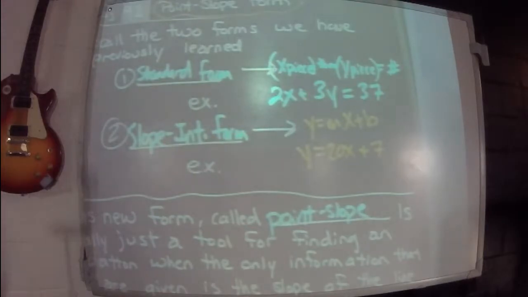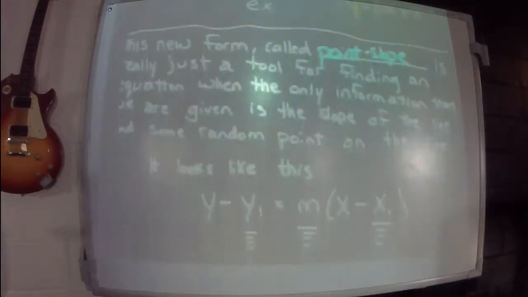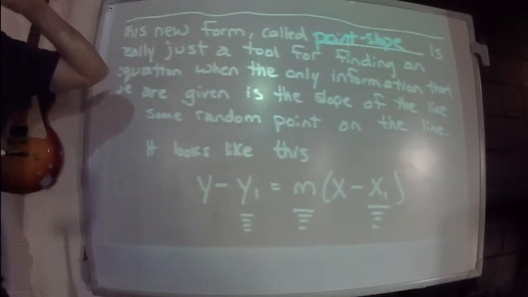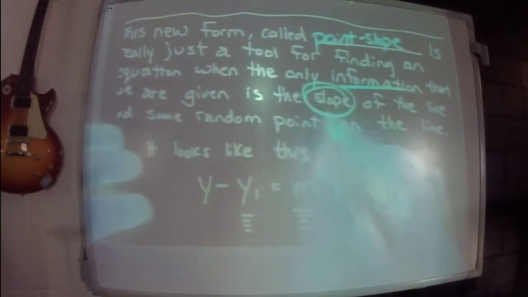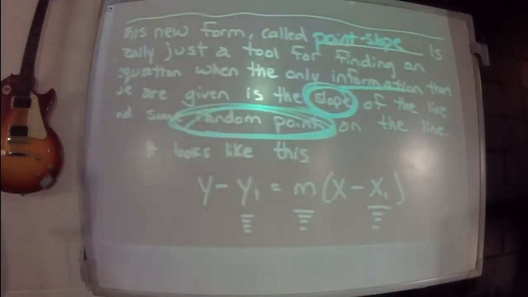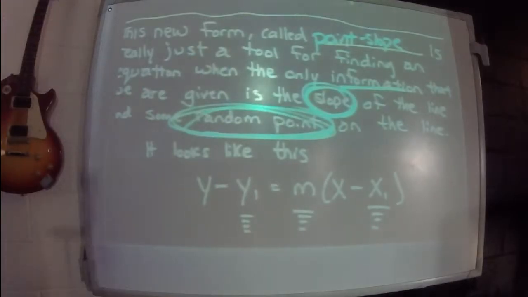I would say that they all have a unique purpose, except for standard form doesn't really have any purpose. Y equals mx plus b has a purpose. It allows you to graph the equation. Standard form, maybe not. But point slope form has a purpose. Really what it is it's a tool. So this point slope form is a tool for letting us make an equation when the only information that we're given is some slope of a line and then some random point. So if they give you a slope and a y-intercept, you put it in y equals mx plus b. But if they give you a slope and some random point that's not the y-intercept, what you're going to use is this new form to make a line.